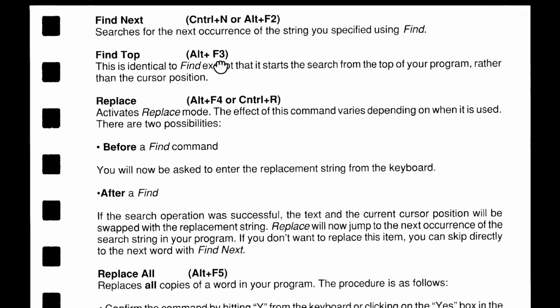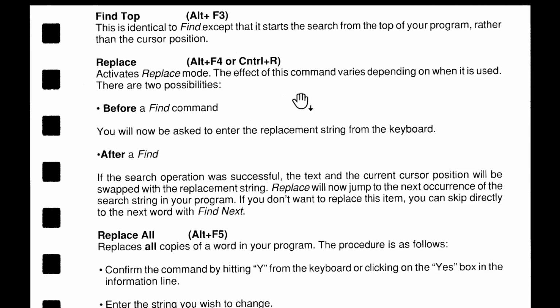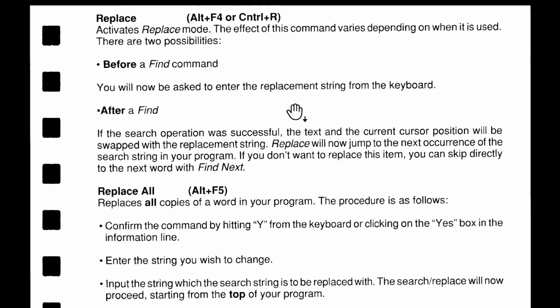Find next, CTRL and N or Alt plus F2. Searches for the next occurrence of the string you specified using find. Find top, Alt plus F3. This is identical to find except that it starts the search from the top of your program, rather than the cursor position. Replace, Alt plus F4 or CTRL and R.